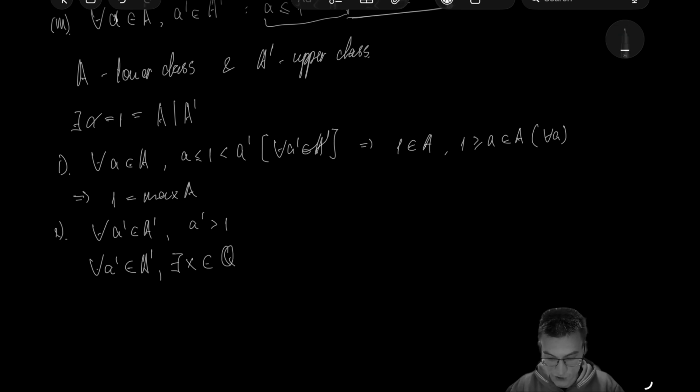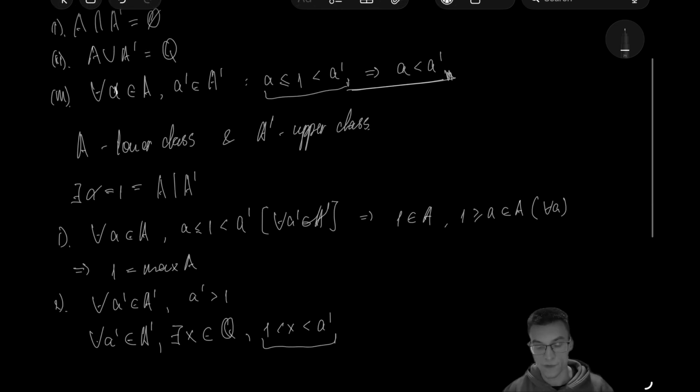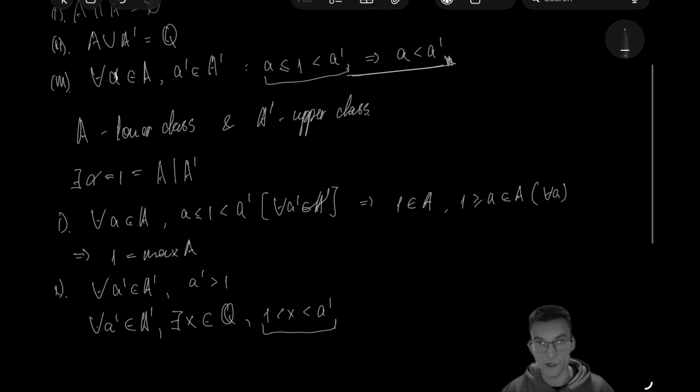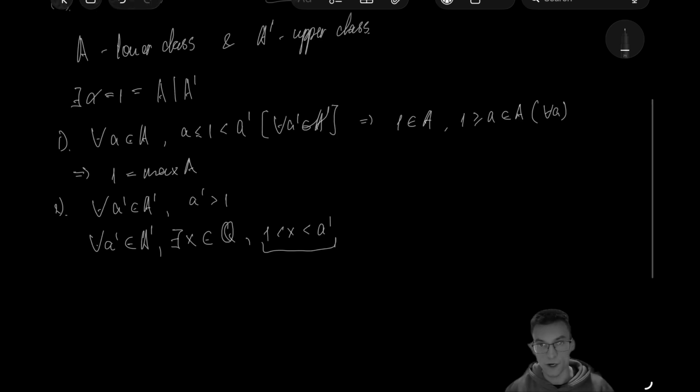This is the rational number x such that x is greater than 1 and less than a prime. This is a density property. Again, this is the second property that you have to keep in mind. I'm not going to prove it right here. This is not the main point of this video. I'm going to make another video about these two properties. We just have to keep this in mind, that between two rational numbers there is another rational number.